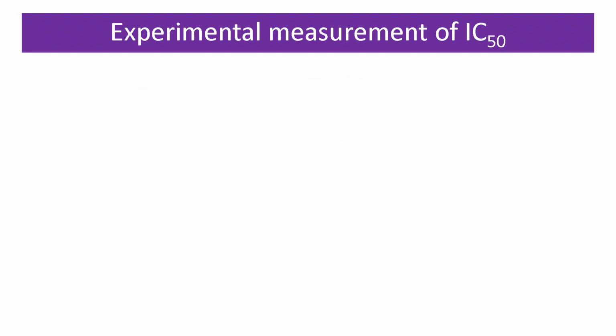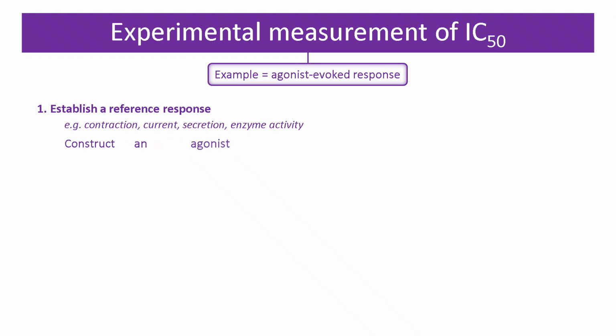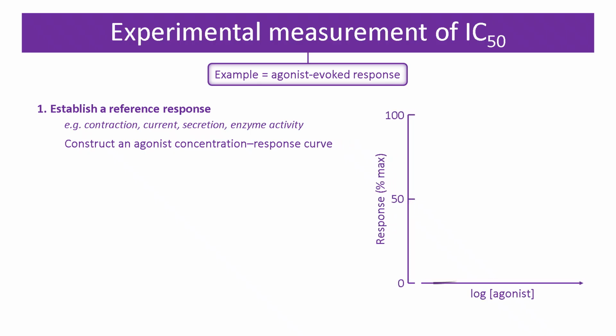IC₅₀ is determined experimentally by measuring how an antagonist reduces a defined biological response. Here we will use an agonist-evoked response as a representative example. The first step is to establish a reference response to the agonist on its own before introducing any antagonist. This involves constructing a full agonist concentration response curve using a suitable measurable output.